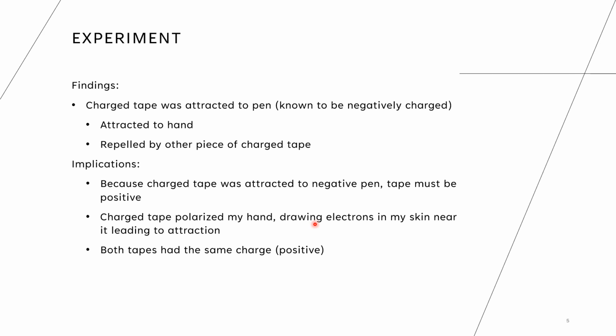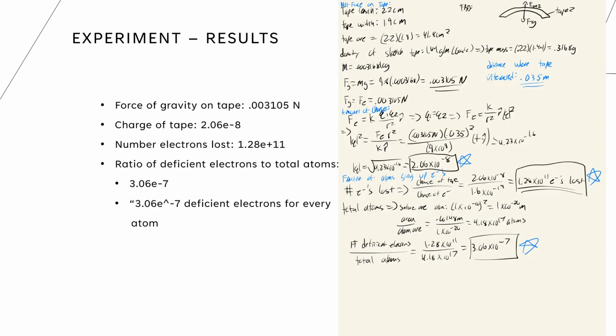This also means that it was attracted to my hand because it was charged, and it polarized the skin of my hand, drawing the electrons near it, leading to attraction. And it also means both tapes had the same charge, which is why they repelled.